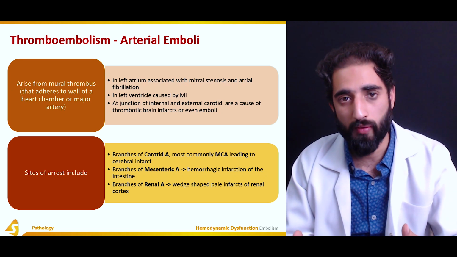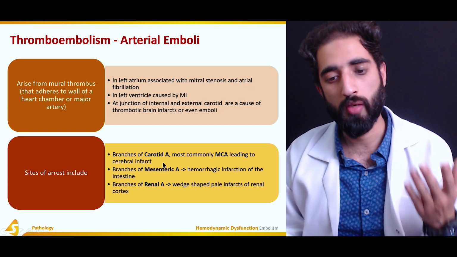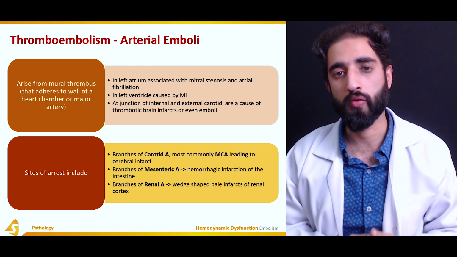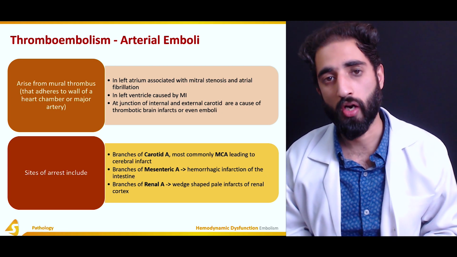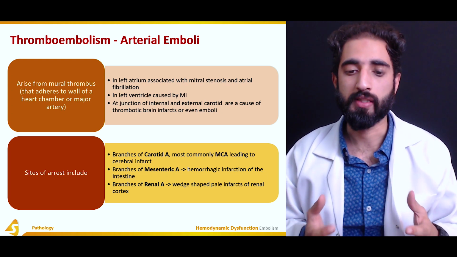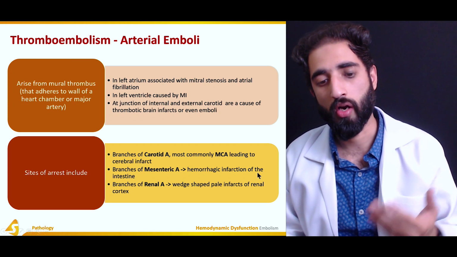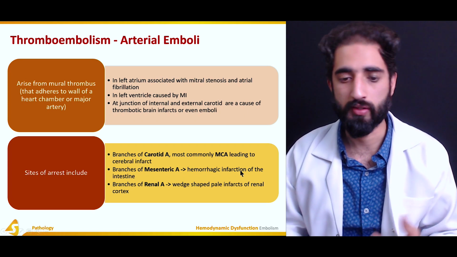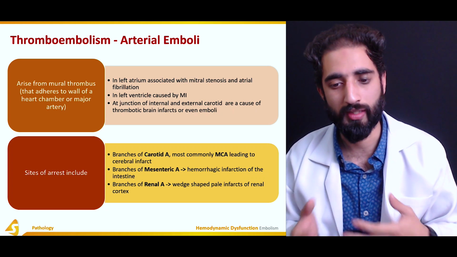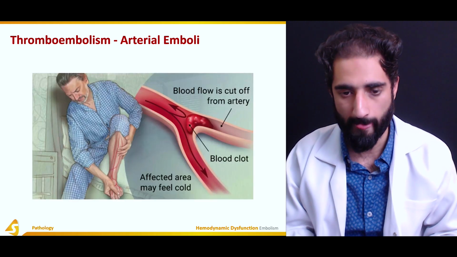So the sites of arrest for a thromboembolism include branches of the carotid artery, most commonly the middle cerebral artery, which is the most common artery involved in cerebral infarctions, also known as strokes. And the second one is the branches of the mesenteric artery. So hemorrhagic infarction of the intestine would occur because of this. And then once again, branches of the renal artery, which would result in a wedge-shaped pale infarct of the renal cortex and damage to the kidneys.